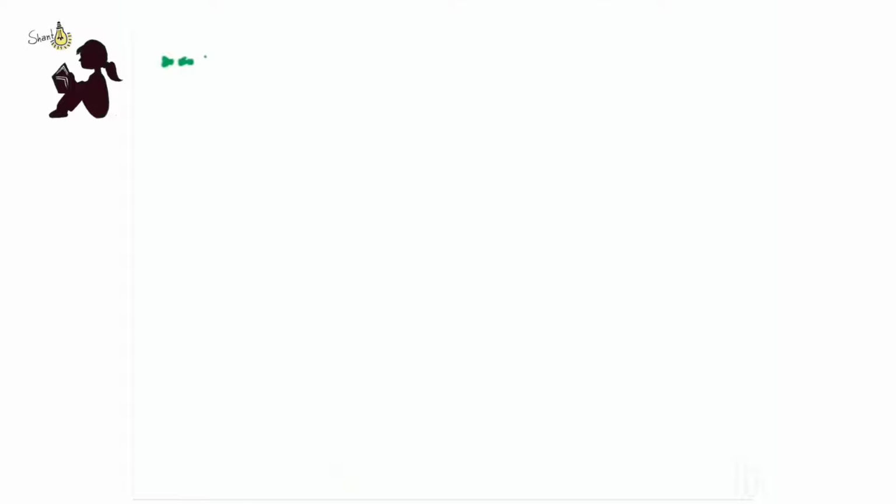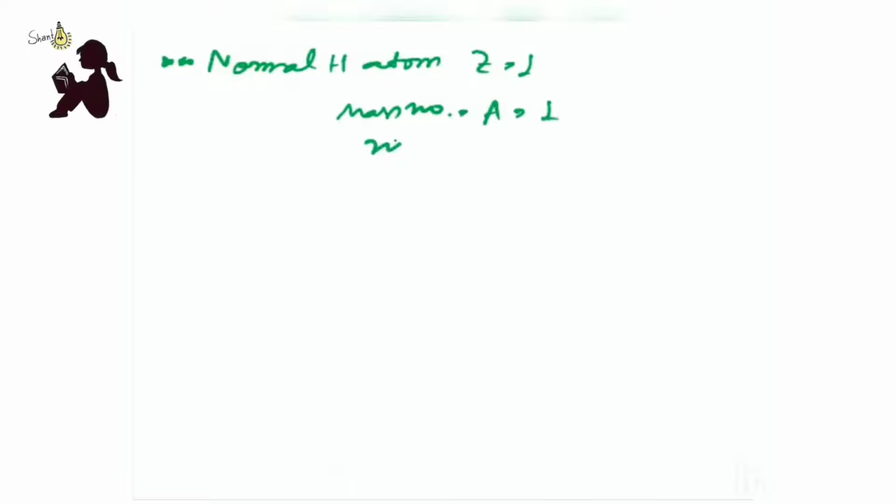That is for normal H atom, it has Z equal to 1. So here you can see that its mass number, that is A, is also 1. So that means it has neutron 0. So it's a very special case because it is the one and only atom that has no neutron, only proton and only electron. Okay, so its mass number and atomic number are both same.